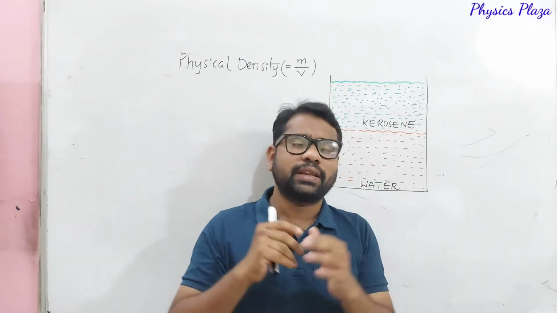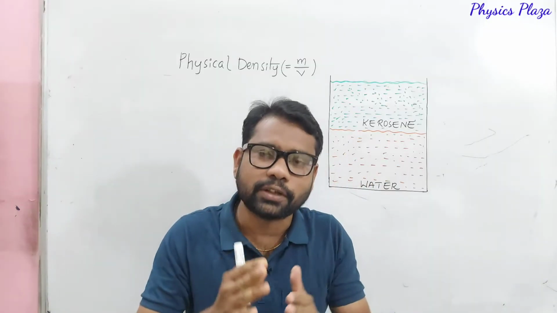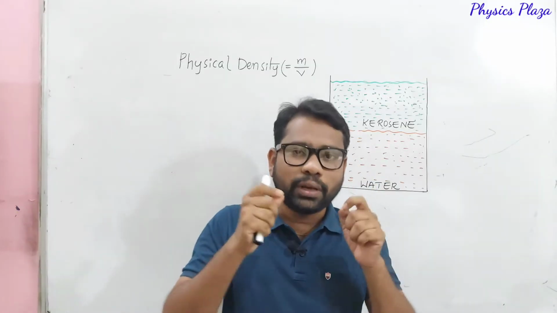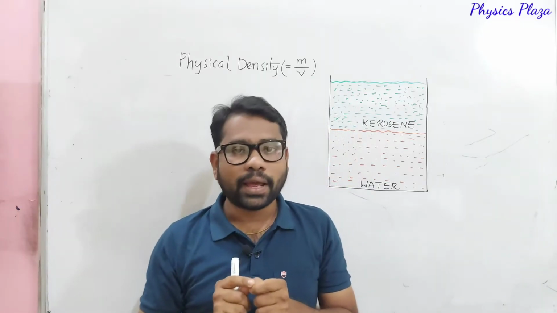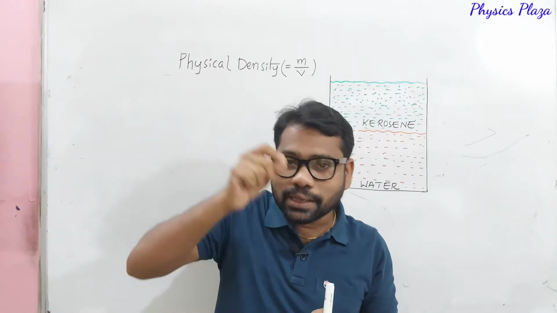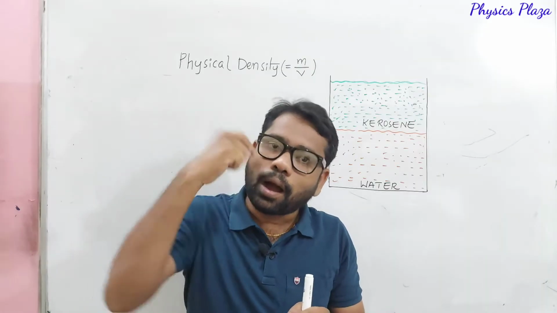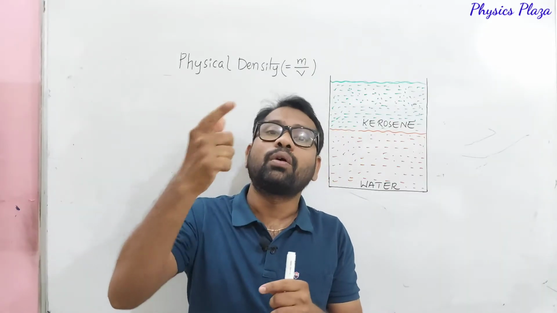So it's already very clear, as in the previous class which we learned. Whenever you mix two liquids with different physical densities, mass densities, what happens? The liquid with the less density will be floating above the liquid with the more density.